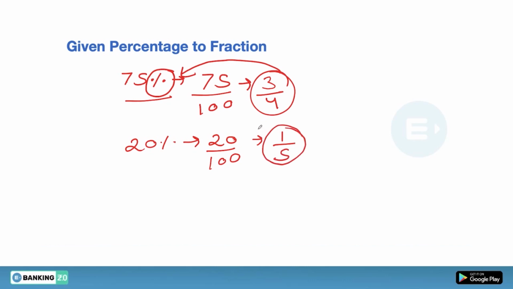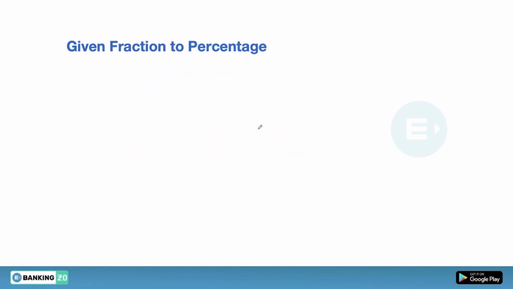Fine. And if someone says you have to convert a fraction into a percent, what will I do? Last time I told you to divide by 100, and in this part you will multiply by 100. For example, if someone says you have to convert 1 by 5 into a percentage, you will just multiply it by 100, and this will directly give you 20%. Is that fine? It's very simple.